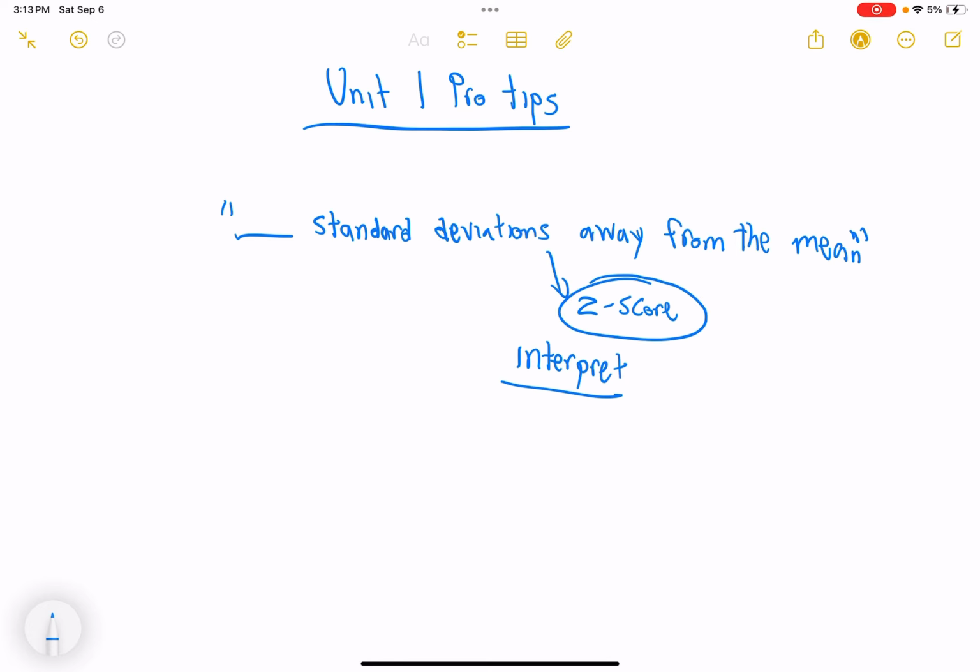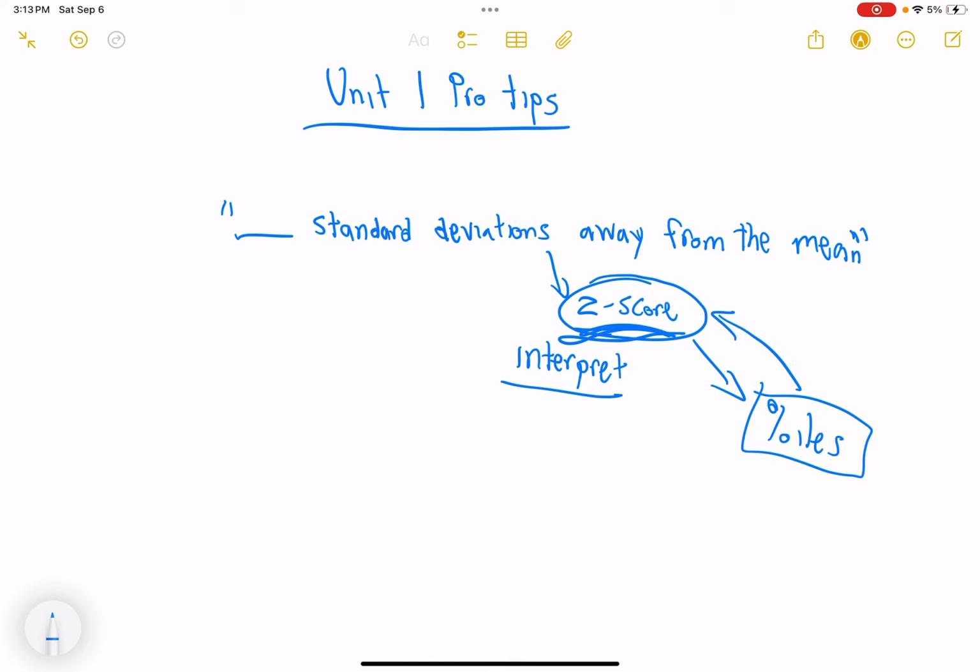Perfect. Make sure you can turn your z-scores into percentiles and your percentiles back into z-scores. Also remember that we almost always are going to be using z-scores. We're very rarely going to be using percentiles. We might use percentiles as our solution for a problem, but very rarely is a percentile going to show up in your calculation in a problem.